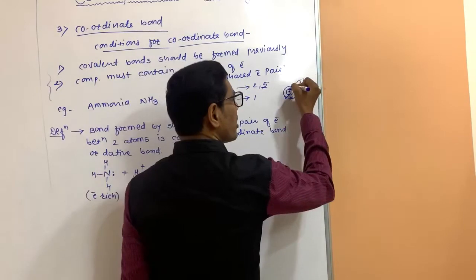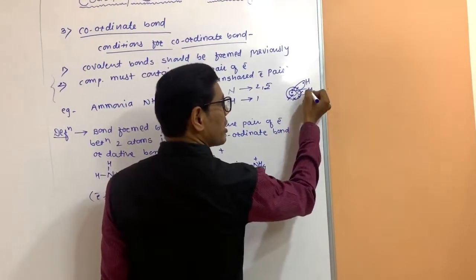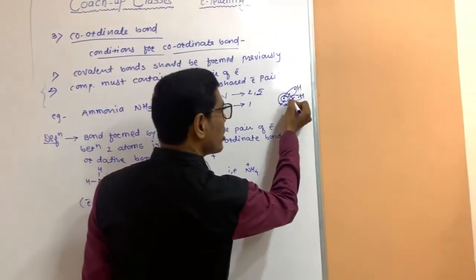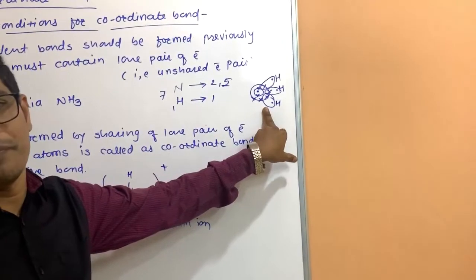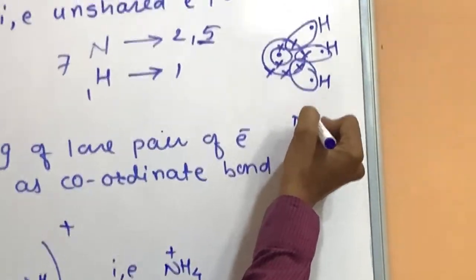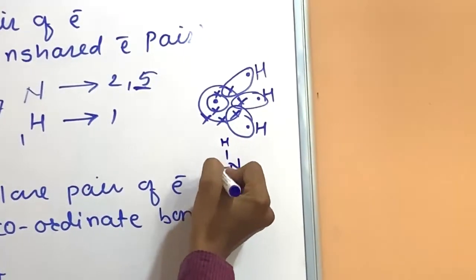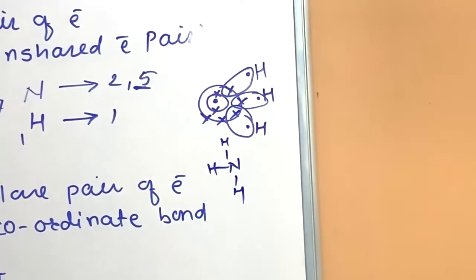Okay. Now they share electrons. First sharing is the first covalent bond, second sharing is the second covalent bond, third sharing is the third covalent bond. That means NH3 is formed. In this way, there is formation of NH3, nitrogen and 3 hydrogens, 1, 2, 3. That means 3 covalent bonds are formed.